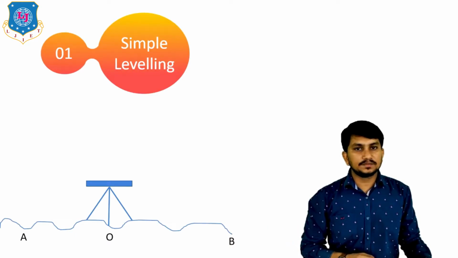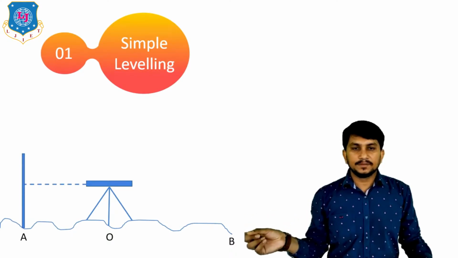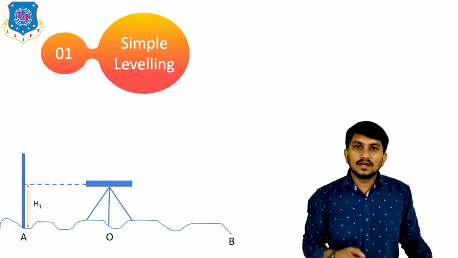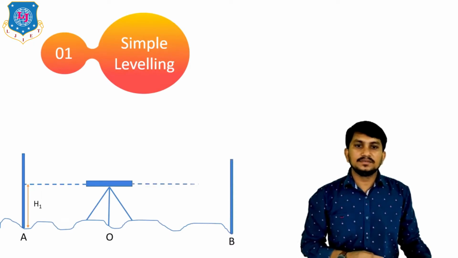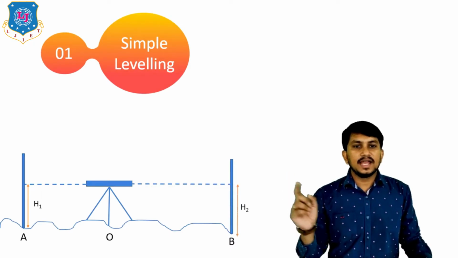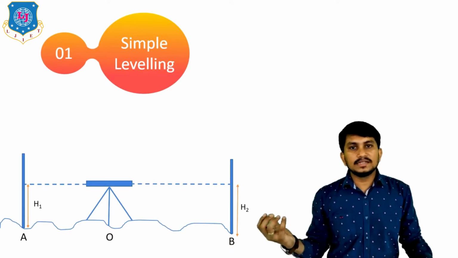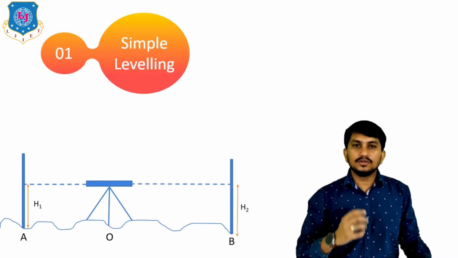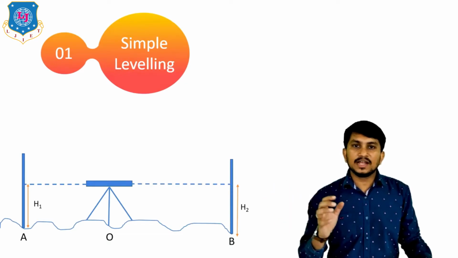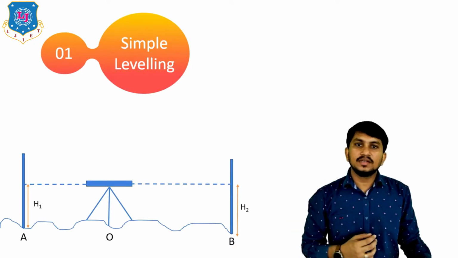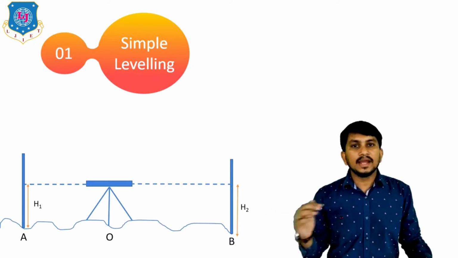After setting up the instrument, we will take our first reading on station A. This reading is called H1. After taking the reading at station A, we will take our reading at station B like this. This reading is H2. To find out the level difference between the 2 points A and B, we have to calculate the difference between H1 and H2. So the difference between H2 and H1 gives the level difference between A and B.